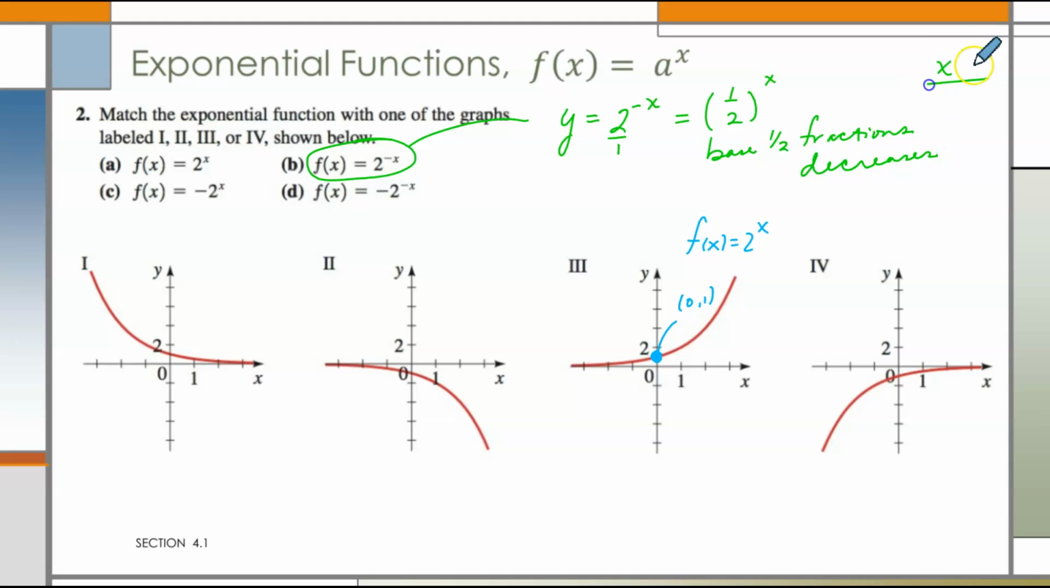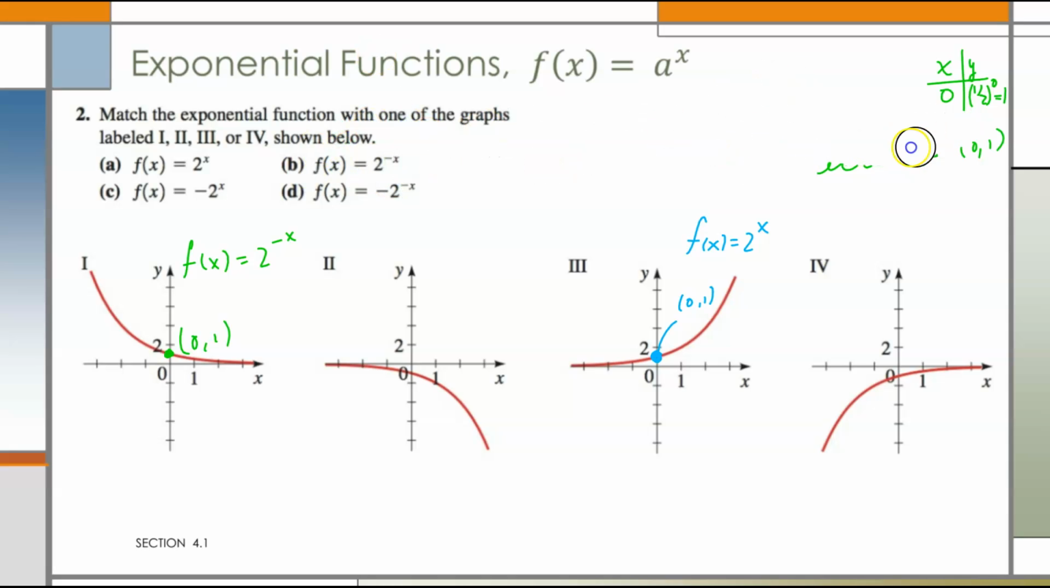If we plug in x is equal to 0, we're going to have 1/2 to the 0 power, which is 1. And so we want to look for a graph that decreases and goes through the point 0, 1. Okay, that's going to be graph 1. Our graph decreases and goes through the point 0, 1. So this must be f of x is equal to 2 to the negative x. Okay, that was part A and B. Let's now look at part C.